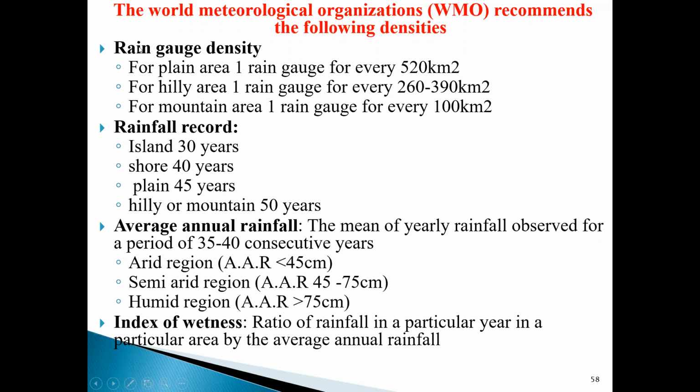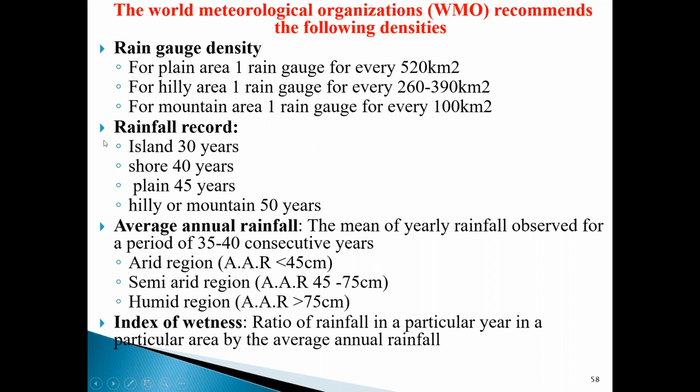These are some of the standards which you need to follow to decide how many rain gauges are required in a particular area. It's called the rain gauge density. For plain area, one rain gauge, that is of non-recording type, for every 520 kilometers square. For hilly area, one rain gauge, preferably the self-recording type, for every 260 to 390 kilometers square. For mountain area, one rain gauge for every 100 kilometers square. It is a self-recording type of rain gauge.